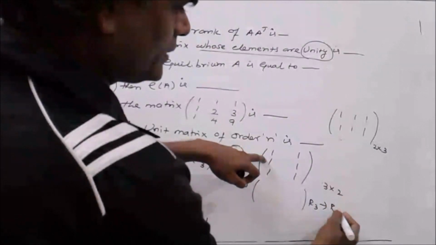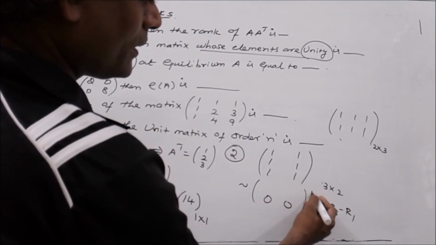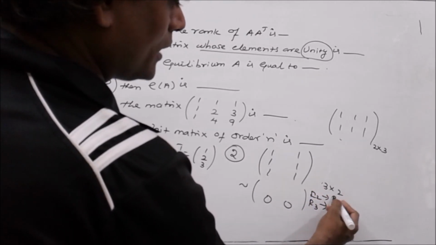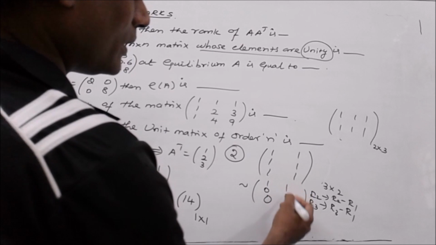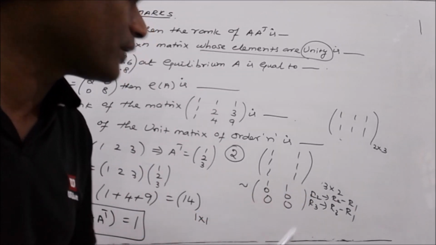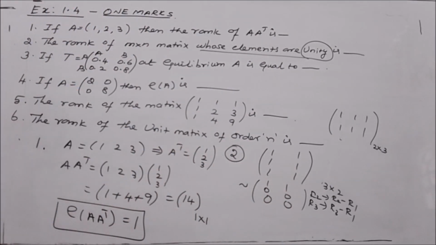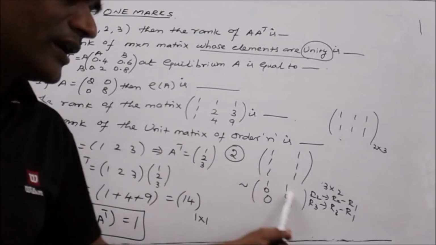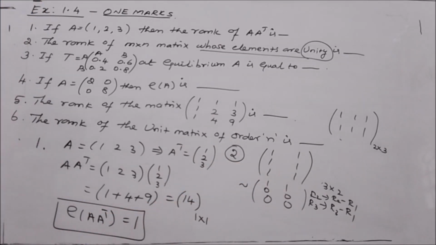R3 tends to R3 minus R1, so all the entries are 0, 0. R2 tends to R2 minus R1, again 0, 0. That is 1, 1 remains. If all the entries are equal, only the first row remains, and the other rows are zero rows. Only one non-zero row will be there. That means the rank of A is 1.